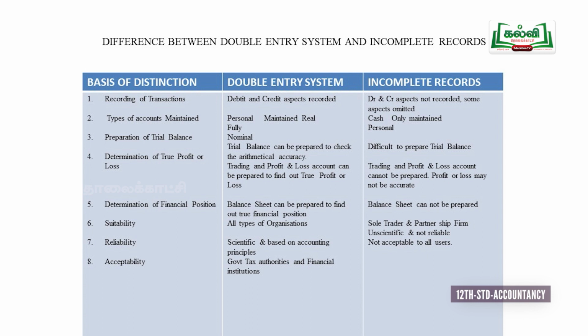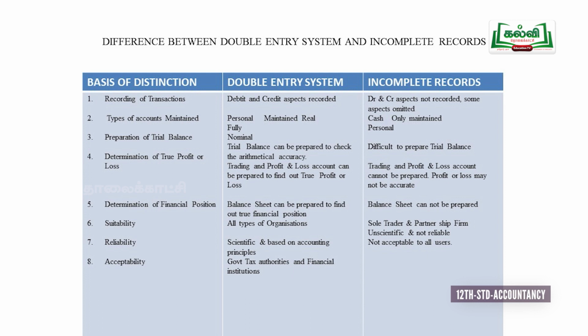Then next we pass on to suitability. This double entry system is suitable for all types of organization, whether it is a government organization, a private organization or limited companies. It is suitable for all types of organization. But in case of incomplete records, it is suitable only for sole traders and partnership firms.